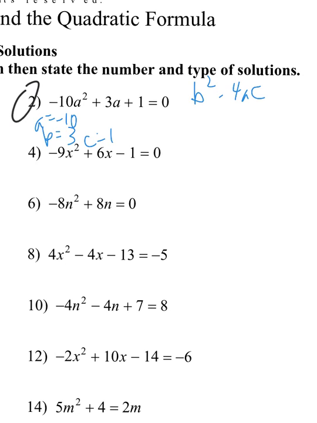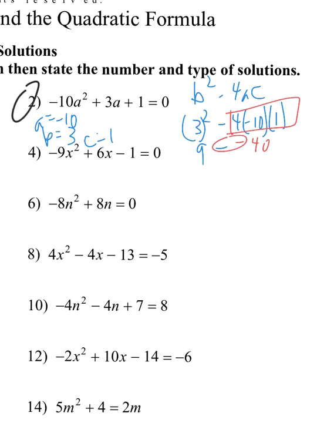So if I do that, b squared, so I have 3 squared. It's very important that you always put that inside parentheses, especially when you have to square a negative, if b is negative, minus 4 times a, which is negative 10, times c, which is 1. So this will be 9, and then it's minus, and this part right here gives me a negative 40. So 9 minus a negative becomes plus. So the value of my discriminant is 49.